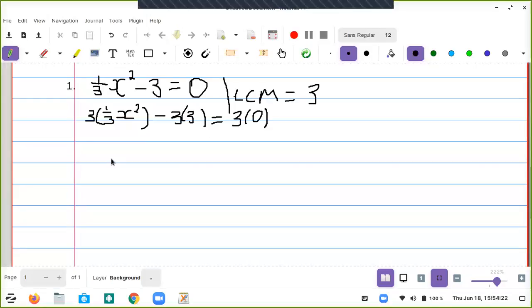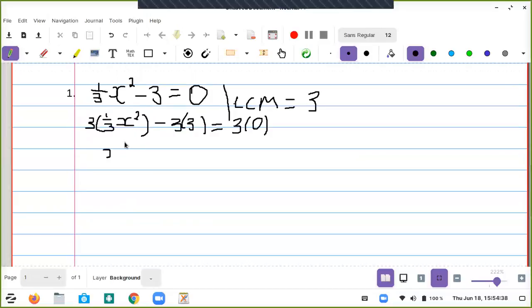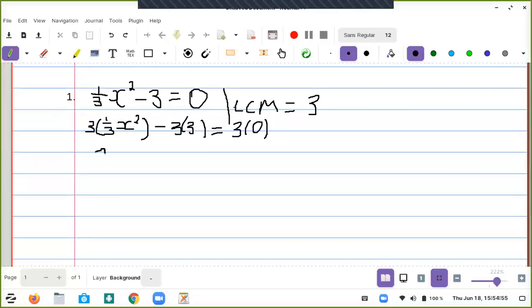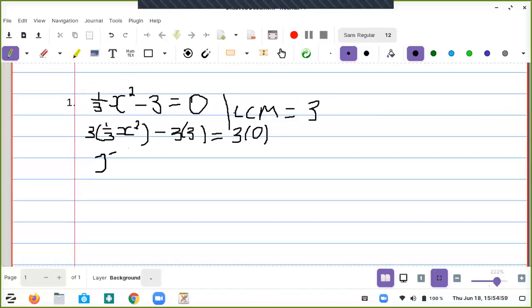Now I've multiplied each term by 3. Remember, my idea is to get rid of fractions. Then the first term multiplied by 3 means 3 times 1/3, which goes to 1, which means my first term will now be equal to x squared.